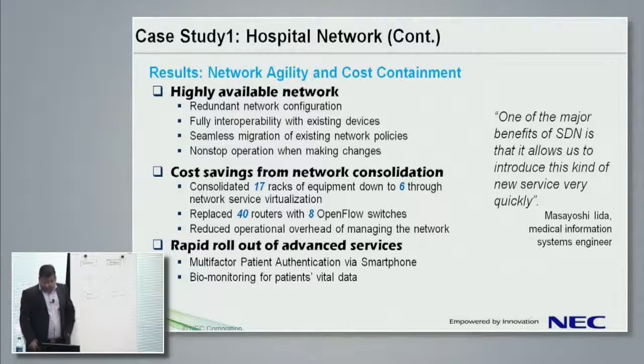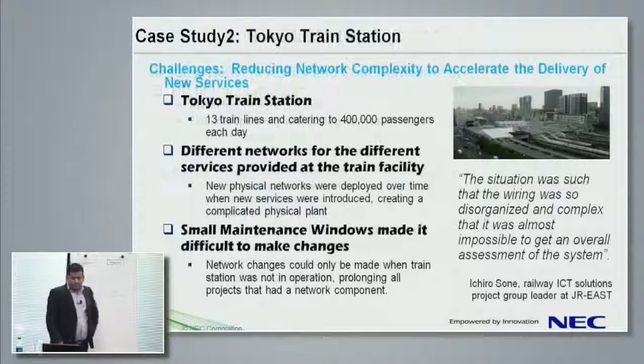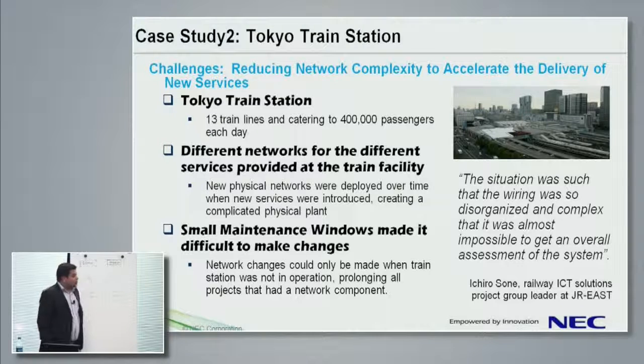So that was the first use case. The second one is the Tokyo train station. So as you probably know, Tokyo train station is one of the world's largest train stations, not in terms of size, but in terms of the daily traffic as well. They have over, I believe, 13 different train lines.